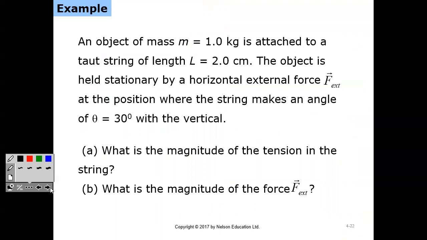Numerical example. An object of mass 1 kilogram is attached to a string of length 2 centimeters. The object is held stationary by an external force.